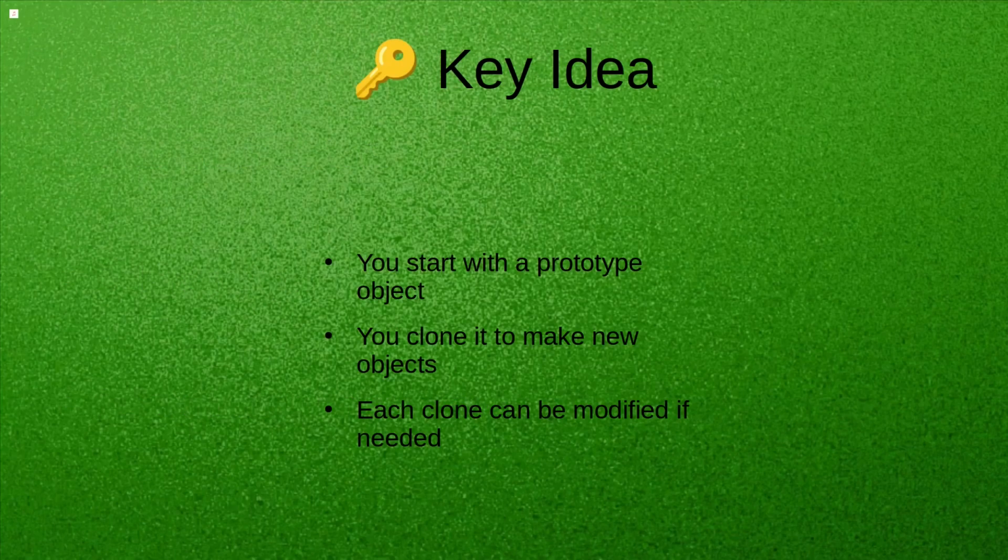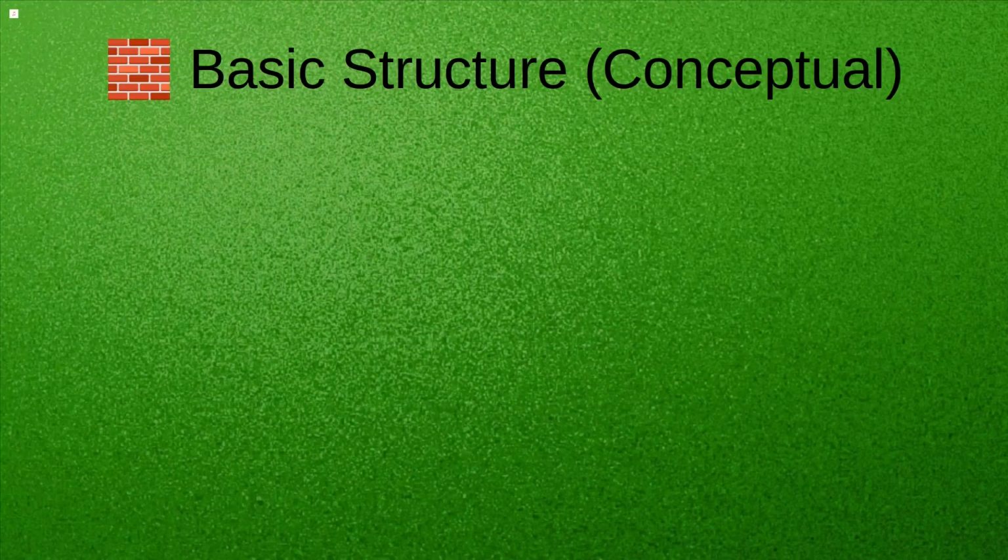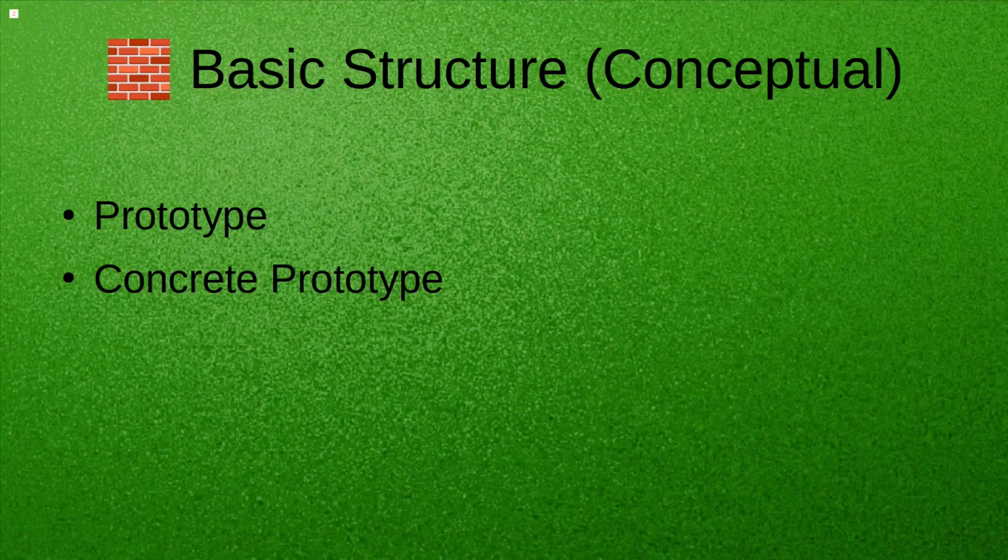Key idea. You start with a prototype object. You clone it to make new objects. Each clone can be modified if needed. Basic structure. Prototype base class declares clone. Concrete prototype implements clone. Client uses clone instead of new.